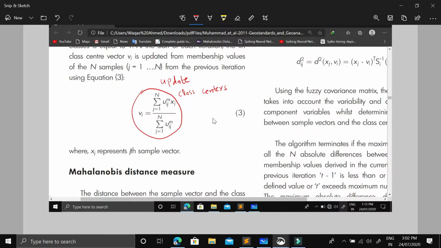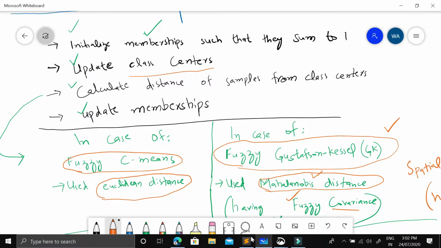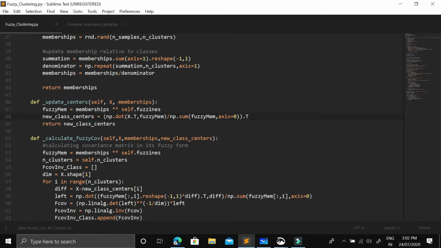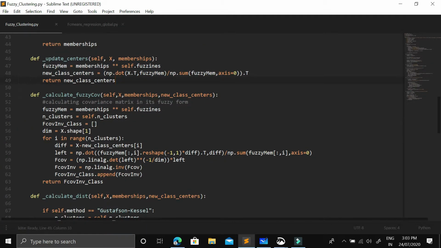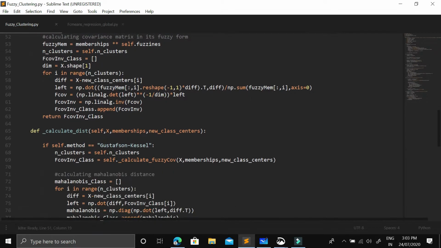So if you look at it, these are the membership values. This m is a fuzziness parameter. This is the input data, and this is the summation of all of the fuzzy membership values. If we look at it here in the coding part, this is multiplying the fuzziness value with the membership, and this is just the numerator part, and this is the denominator part. So we update the class centers. Once we have updated the class centers, then we calculate the fuzzy covariance matrix. Then we calculate the distance basically.